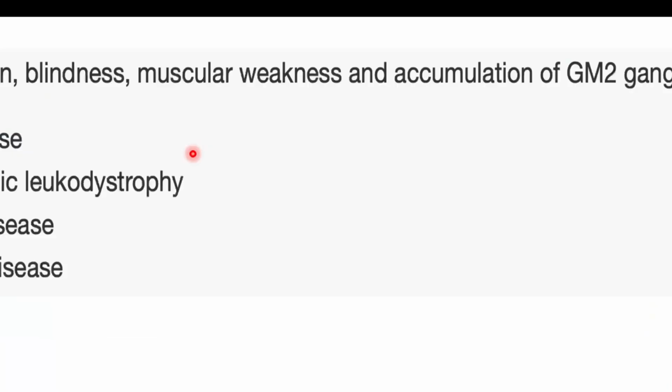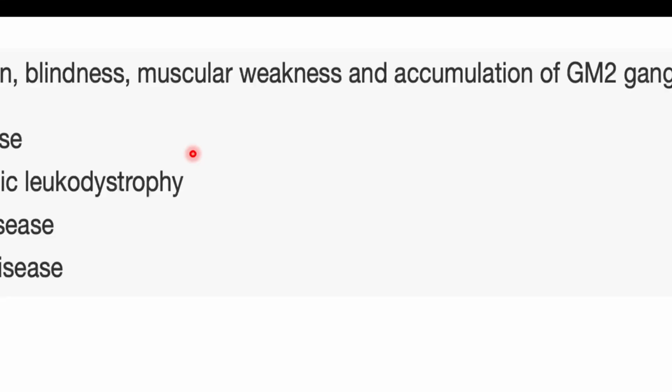Moving on to the 14th question. Mental retardation, blindness, muscular weakness, and accumulation of GM2 gangliosides are characteristics of which disease? Okay, so now a memory based question again. Mental retardation, blindness, muscular weakness, and accumulation of gangliosides are characteristics of which disease?